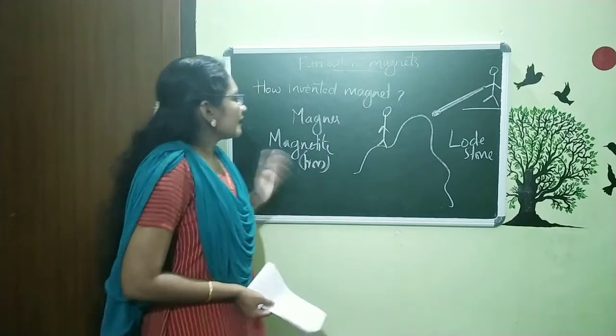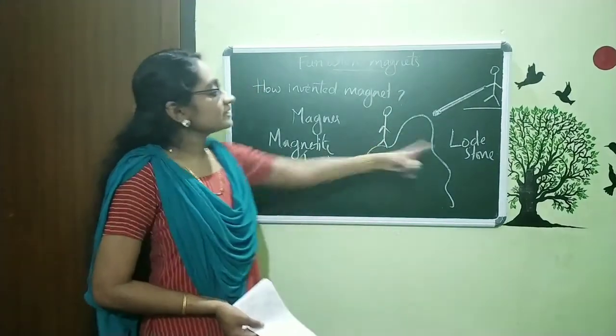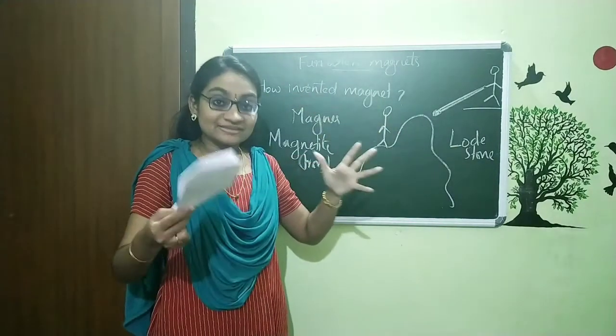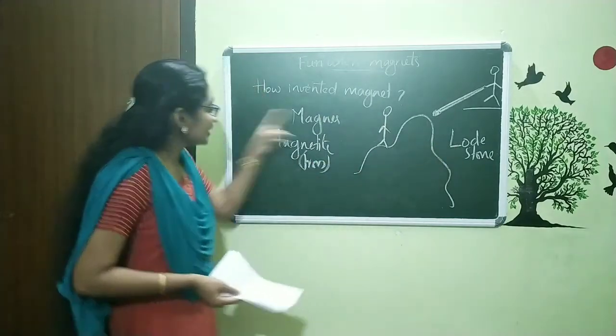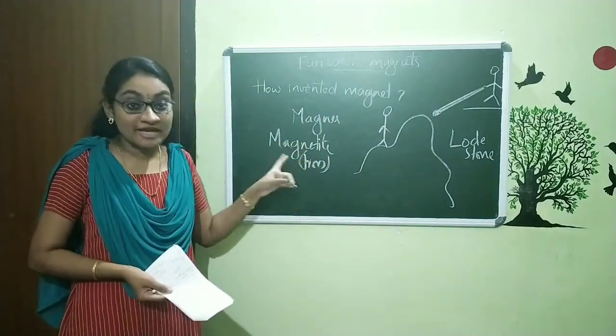So just leave it. And here you just want to remember the name of the magnet. The substance is lodestone and the real name is magnetite. Magnetite.